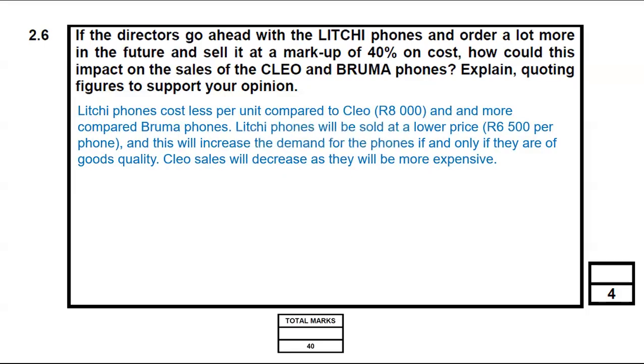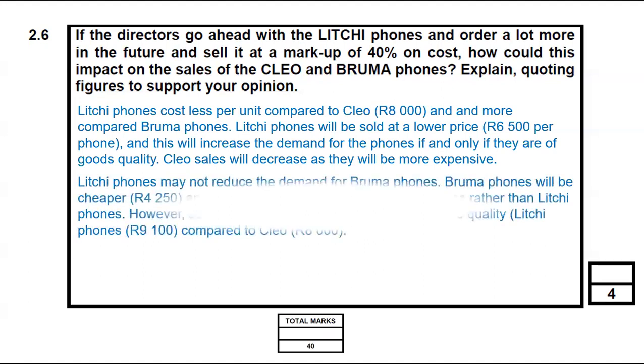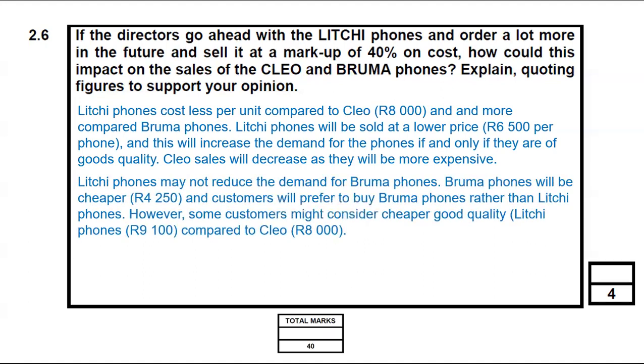Lychee phones cost less per unit compared to Clio and more compared to Bruma phones. Lychee phones will be sold at a lower price, which is 16,500 per phone, and this will increase the demand for the phones if and only if they are of good quality. Clio sales will decrease as they will be more expensive. Now, Lychee phones may not reduce the demand for Bruma phones. Bruma phones will be cheaper, which is 4,250, and customers will prefer to buy Bruma phones rather than Lychee phones. However, some customers might consider cheaper, good quality, which is Lychee phones.